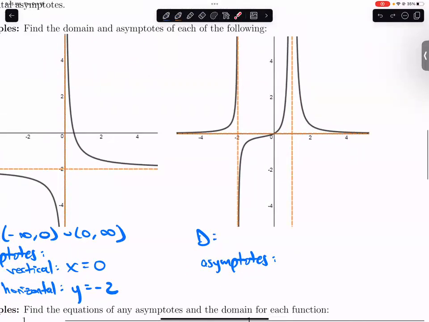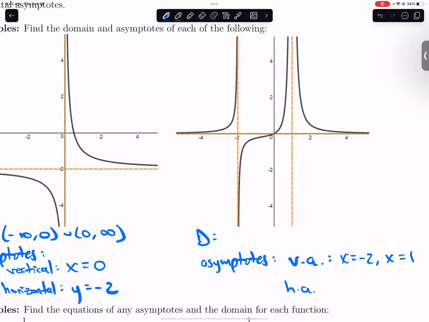So what do you see here? There's a vertical asymptote at x equals -2 and at x equals 1. I'm going to stop writing out all of the words and just abbreviate vertical asymptote. X equals -2 and x equals 1. What about a horizontal one? At 0. So y equals 0 because it's a horizontal line. No, I'm sorry.